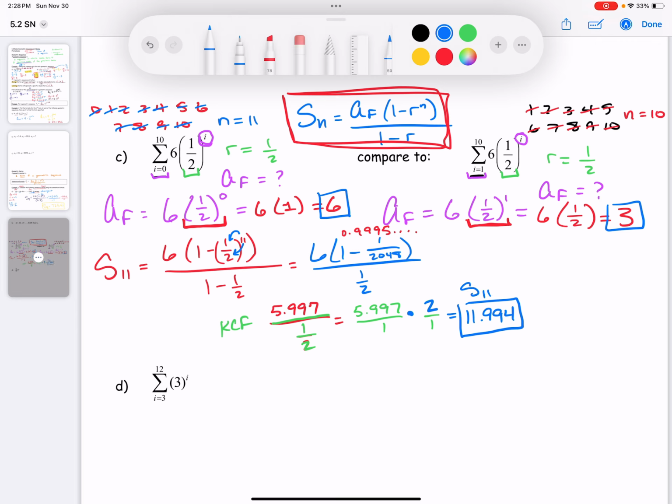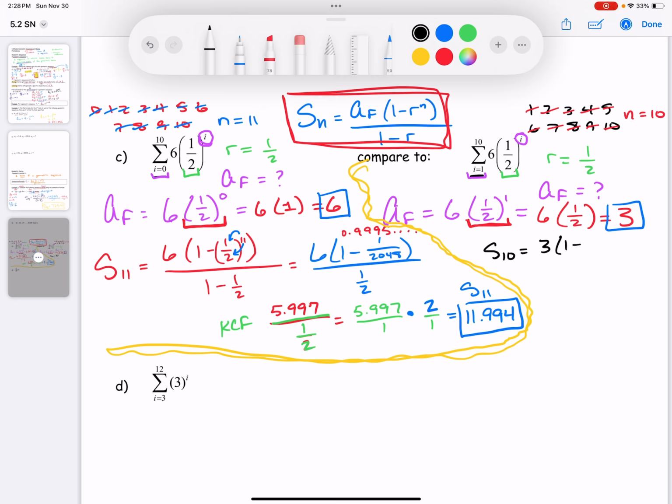Now, I wrote really big, and I kind of got over in my space for the other problem. So I'm going to divide this up a little bit here. Just going to divide that off. And then I'm going to work my sum over on the right side, and I'll write a little smaller. So I'm looking for the sum of 10 things here, and it's going to be the first term, which is 3, times 1 minus the rate to the 10th power this time over 1 minus the rate, which is 1/2. So very, very similar setups here.